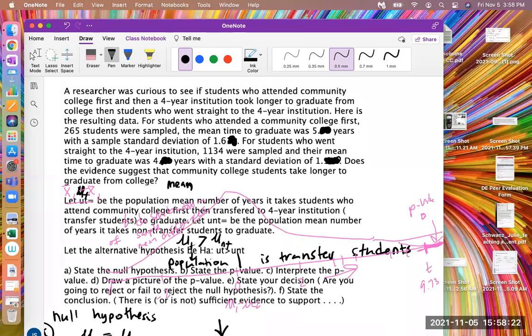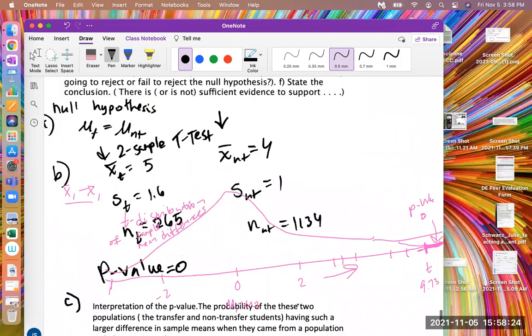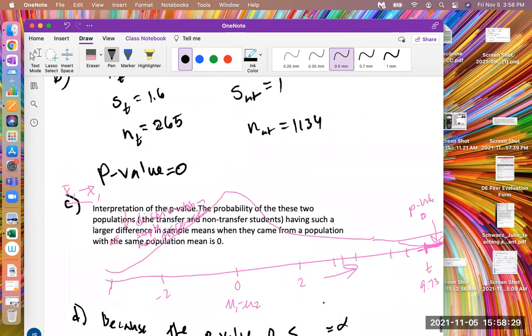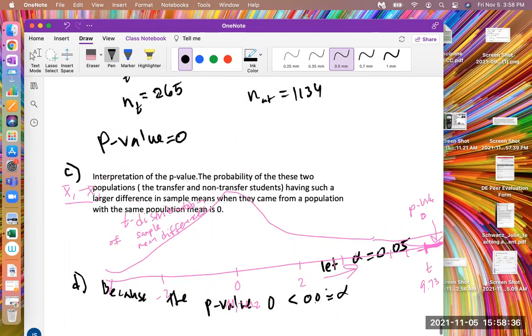Okay, I forgot to put a level of significance here. So I'm just going to say 0.05. It doesn't really matter, because no matter what alpha is, the p-value is going to be smaller, since the p-value is 0, rounded to 0. So because the p-value is less than alpha, we reject the null hypothesis. That's our decision.